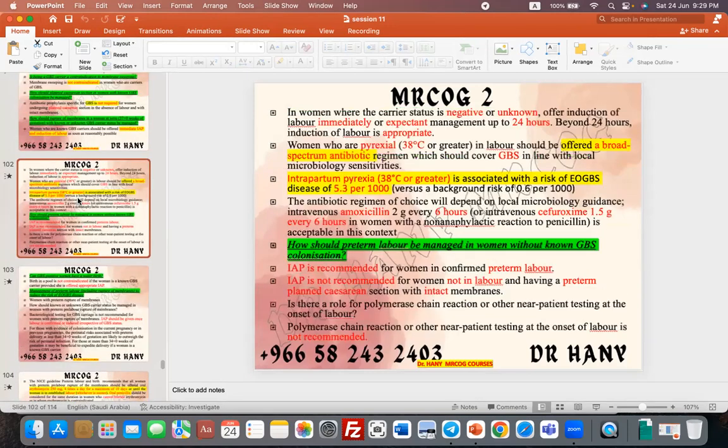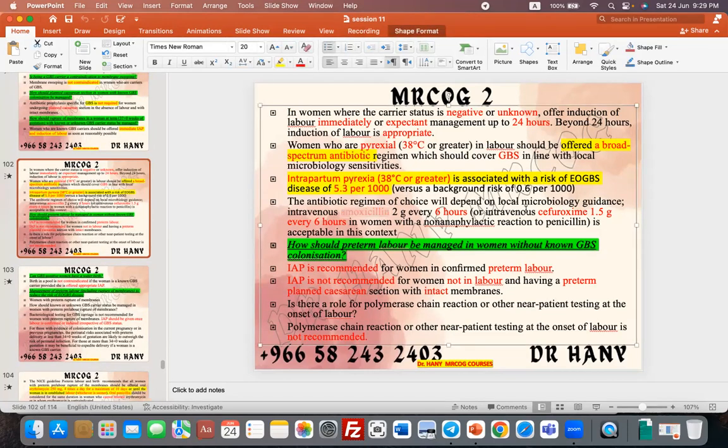Any other questions? Broad spectrum antibiotic. If she has fever, the risk will be higher, 5 to 10 times higher, instead of 0.5 to 5 in 1,000. Either amoxicillin 2 gram or cefuroxime 1.5 every 6 hours. Broad spectrum antibiotic to cover GBS or other types of infection if the patient has fever.